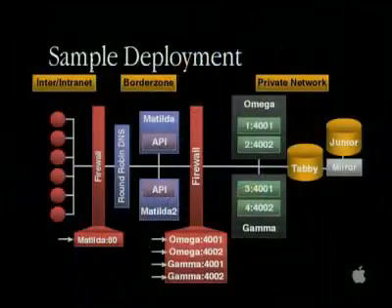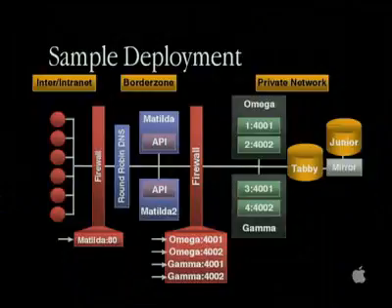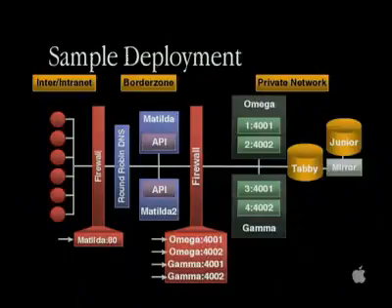And we end up with 3 zones. You have your intra-extranet, protected by your first firewall, your border zone where your HTTP servers live, and then another firewall that protects your internal private network.